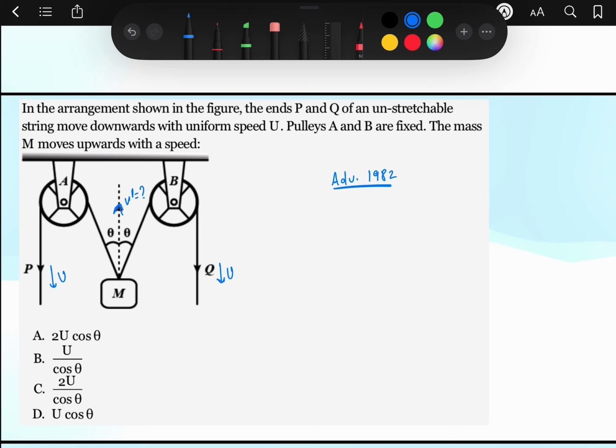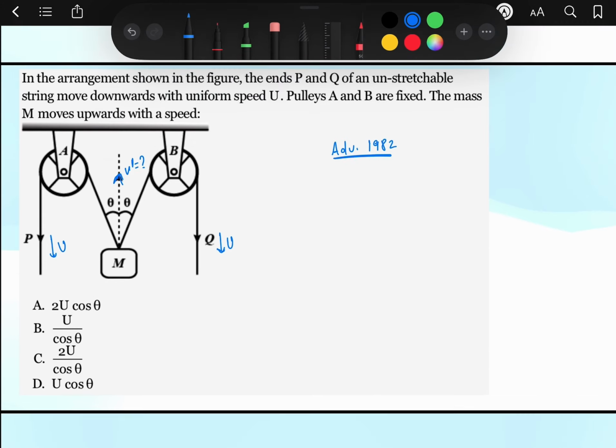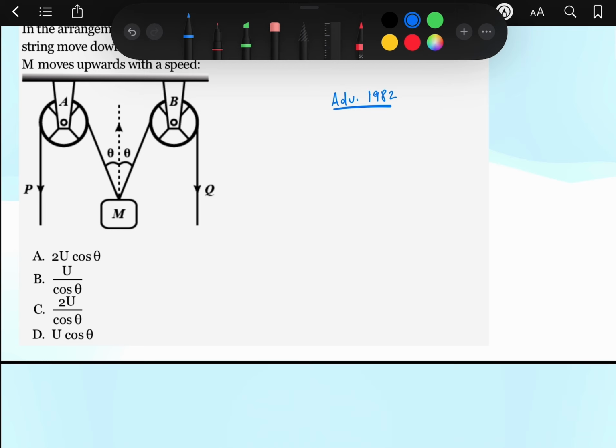Let us suppose this is V dash. We have to calculate this. So here I will draw the constraint equation for this pulley mass system. Let us suppose this is our block of mass M, and this is the distance y, and this is our pulley here. Let us suppose the string is attached like this, and this distance is L, and this distance is x.